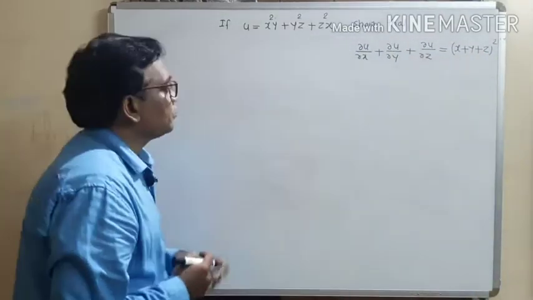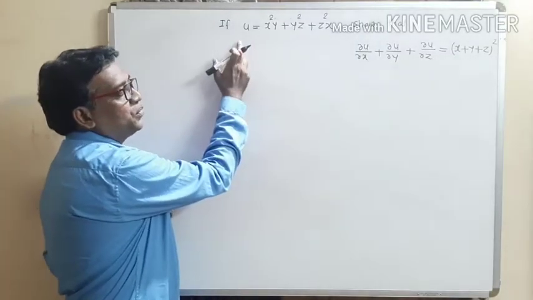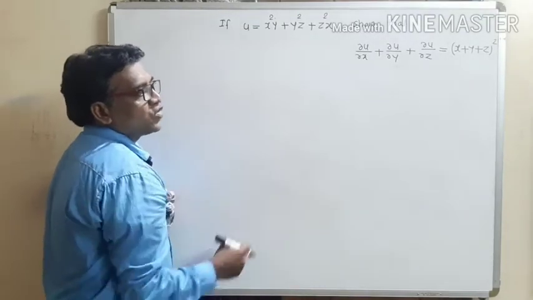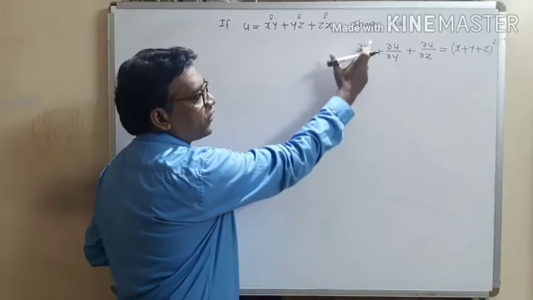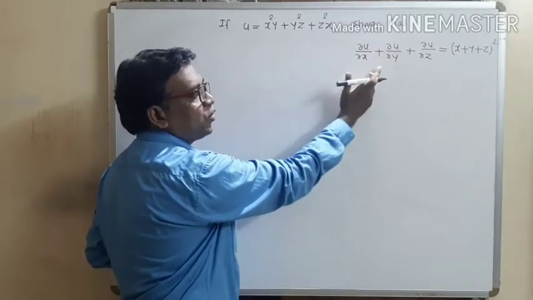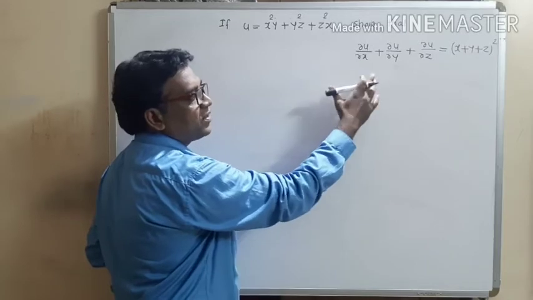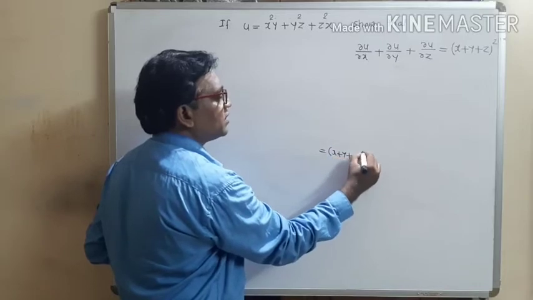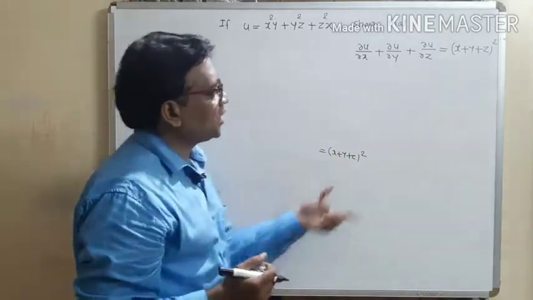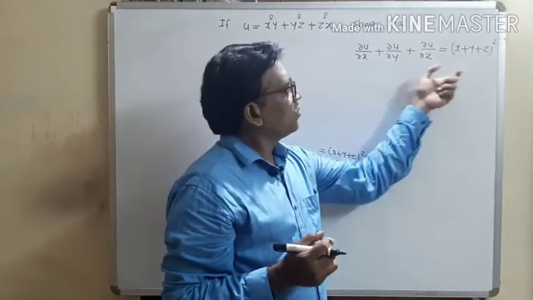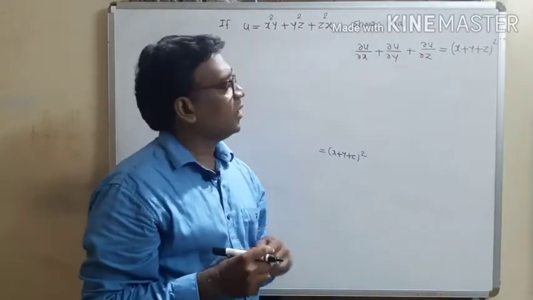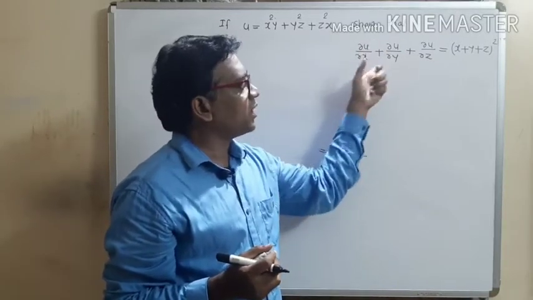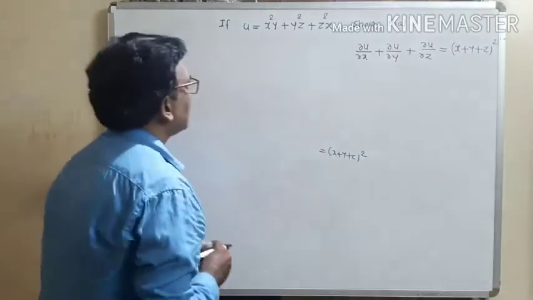So see what is given. We are given u as a function of 3 variables x, y, z, and the problem is show that this sum of ∂u/∂x, ∂u/∂y plus ∂u/∂z is equal to (x plus y plus z) whole square. We want to show that this LHS equals RHS. So let us find this left hand side. This left hand side contains the sum of these partial derivatives. So first of all, find these partial derivatives and just take the addition. So write down the solution.